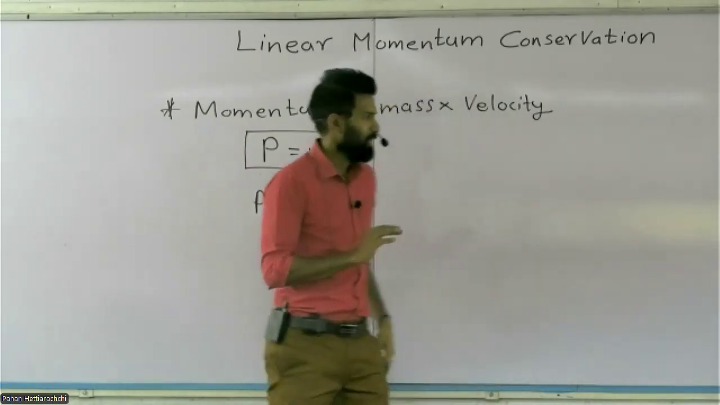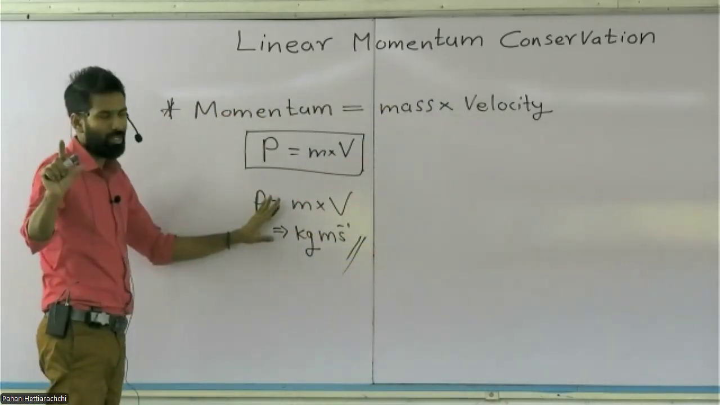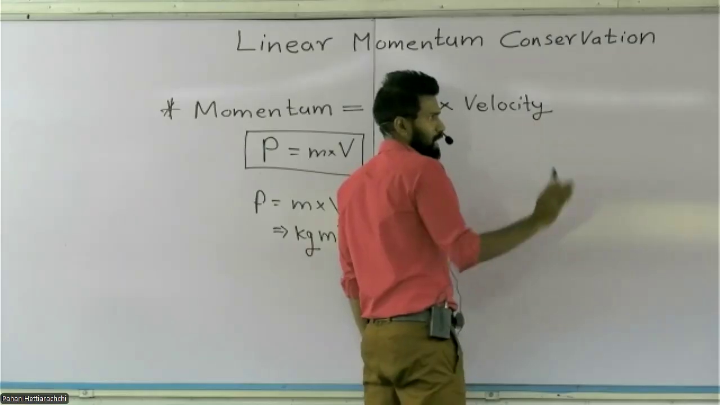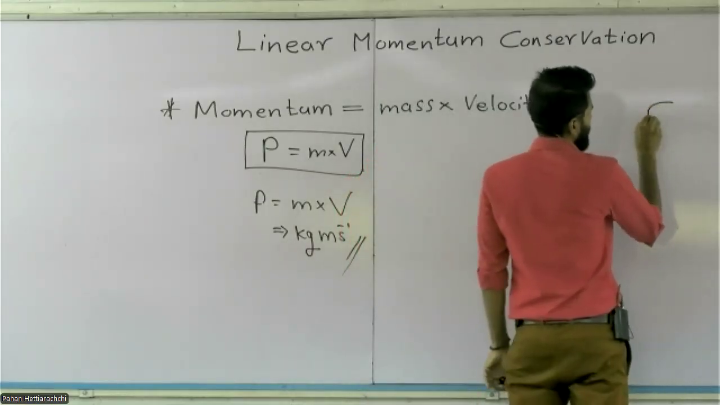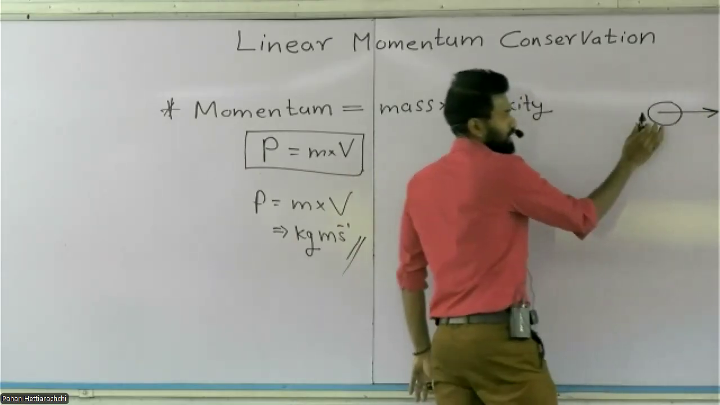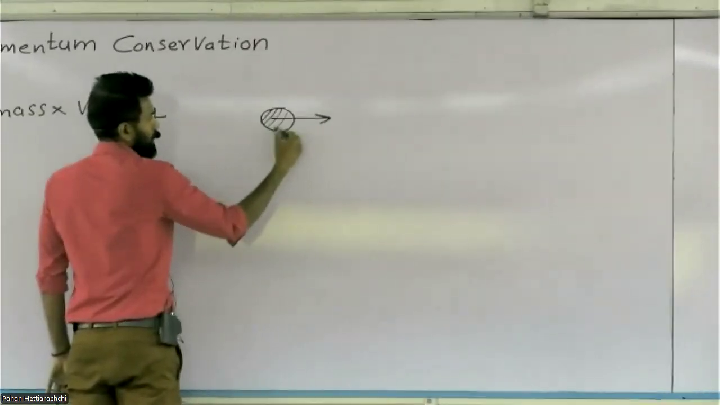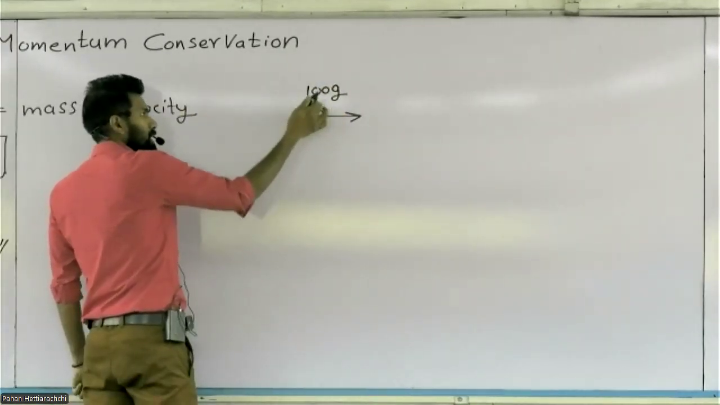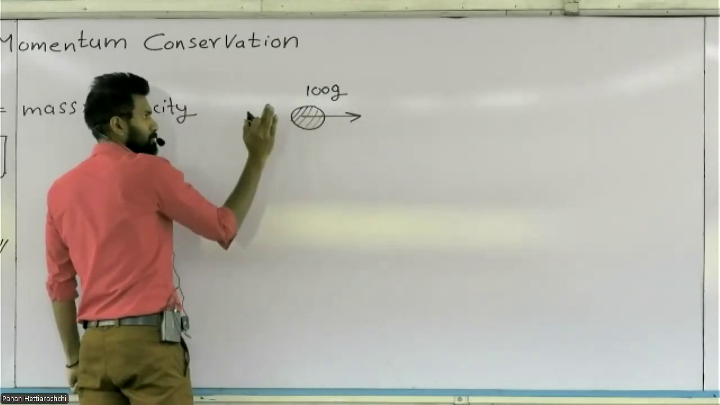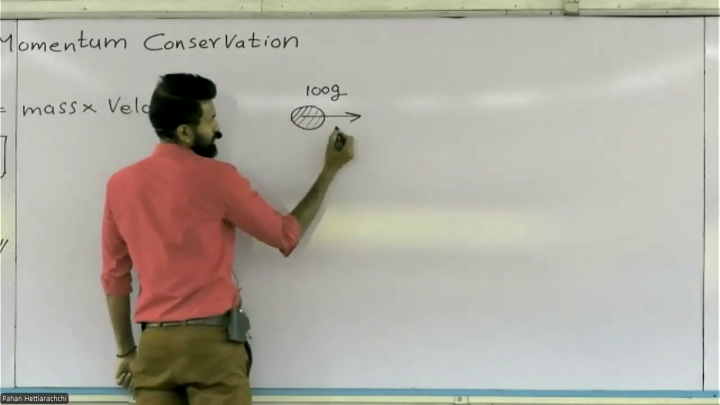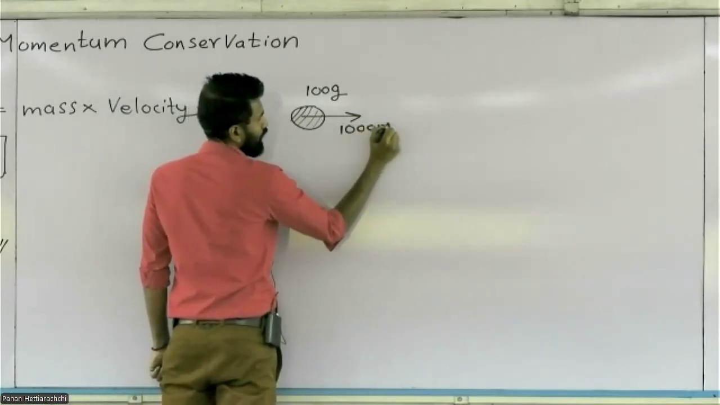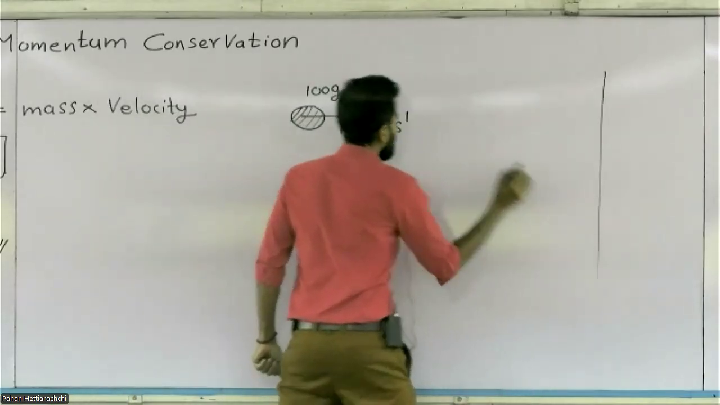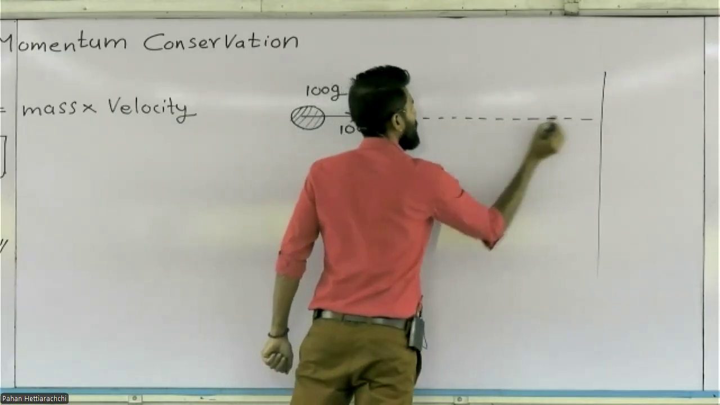To explain the physical meaning of momentum, I will take this example. Here, there's a bullet, 100 grams in mass. As it's a bullet, it has a high velocity, 1000 meters per second. And this bullet is moving towards a wall.